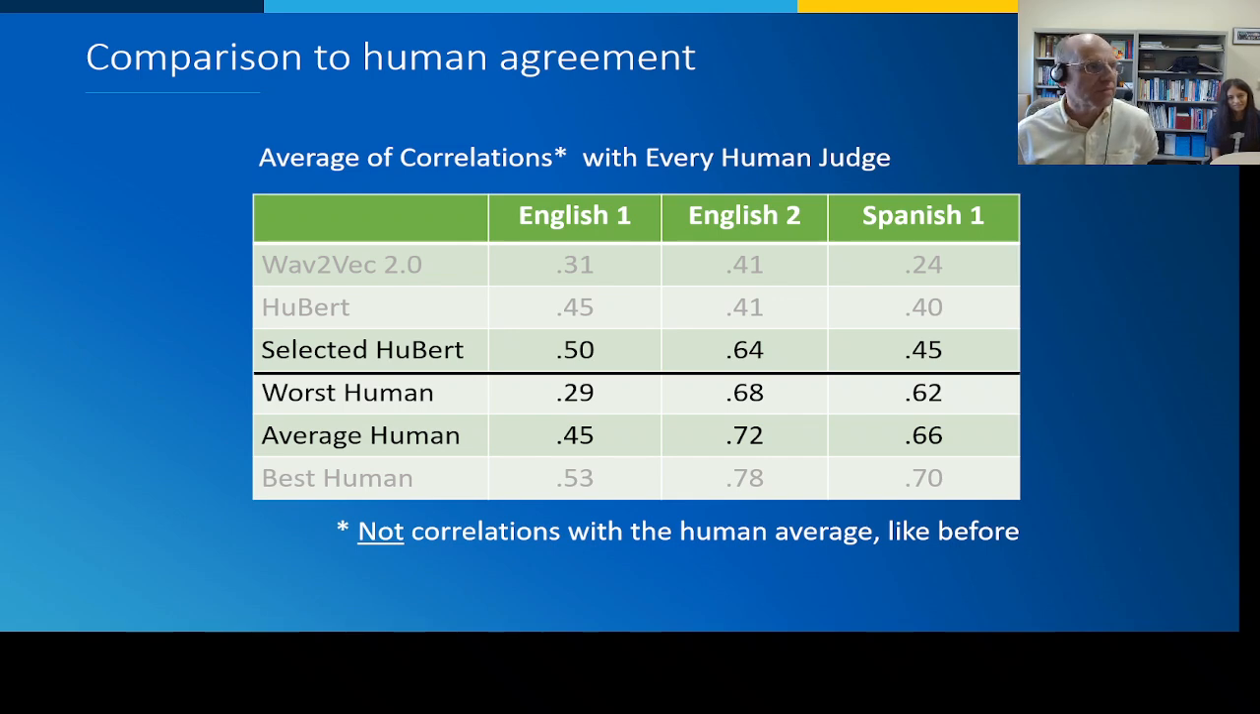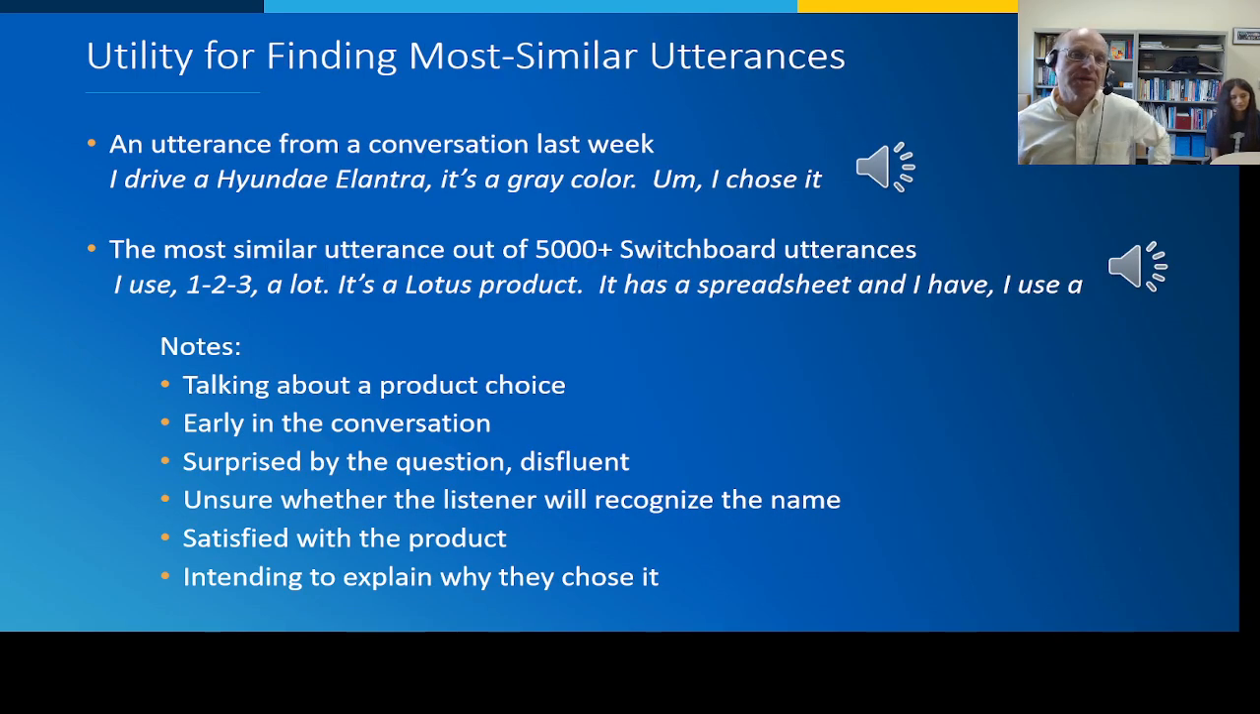human judge, for example. As an illustration, we built a little demonstration that will listen in on a conversation, pull out audio clips, and then find in a reference data set of over 5,000 Switchboard utterances the most similar. This is a way to see if it really is good at detecting similarity. So I'll play you a clip.